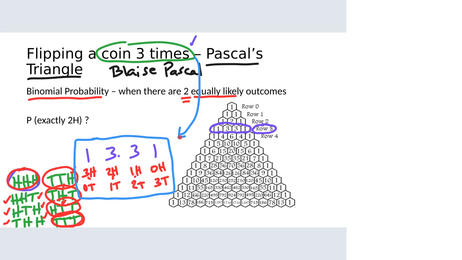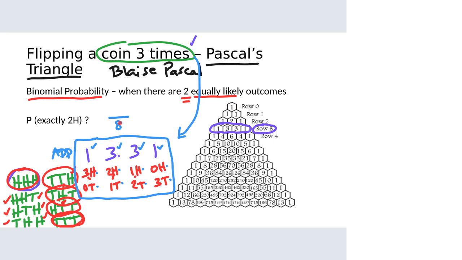And it tells me there's one way to have 3 heads and no tails, 3 ways to have 2 heads and 1 tail, 3 ways to have 1 head and 2 tails, 1 way to have no heads and 3 tails. That's all the possible outcomes. So one thing I can do is add these numbers together to get the total number of outcomes. 1 plus 3 plus 3 plus 1, that's going to be 8. So I'm going to have 8 outcomes.